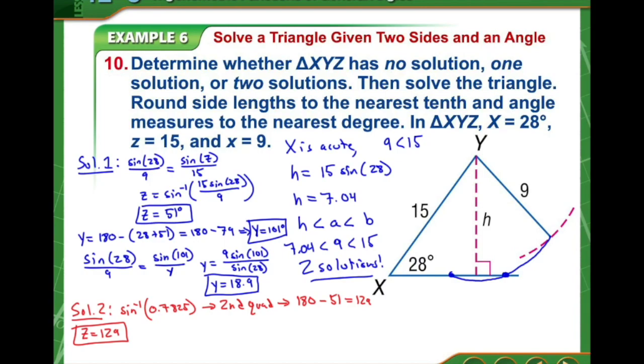In the second quadrant. So now we have z, we can find our angle y the same way. 180 minus 129 plus 28, which is going to be 180 minus 157. So angle Y is 23.